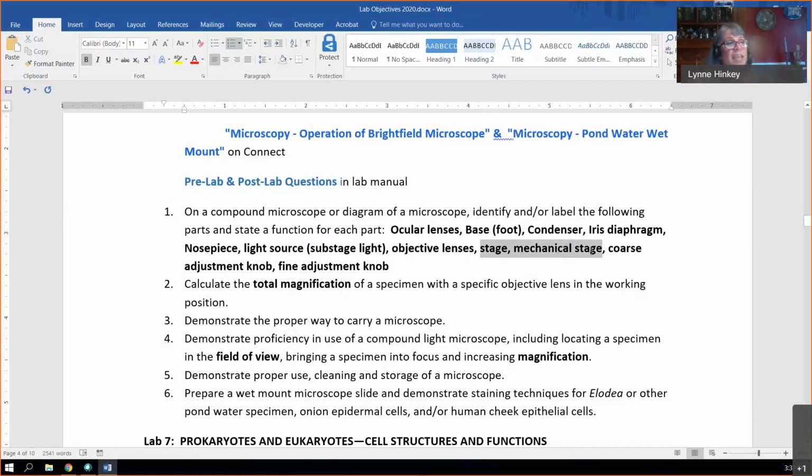The stage and the mechanical stage. This is easy to confuse, especially if you're not physically manipulating the microscope. The stage is just the platform that I put my slide on. The mechanical stage has the clip that holds the slide, and it's a whole mechanism that moves back and forth and left and right and forward and back to help me position my slide. So there's two separate parts. The stage is just the platform, but the part that actually moves the slide to where I want it to be and helps me find things on it, that's the mechanical stage.